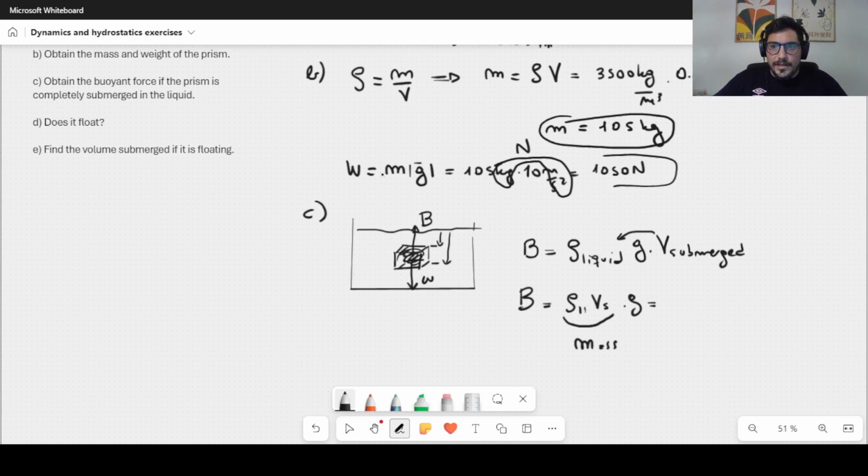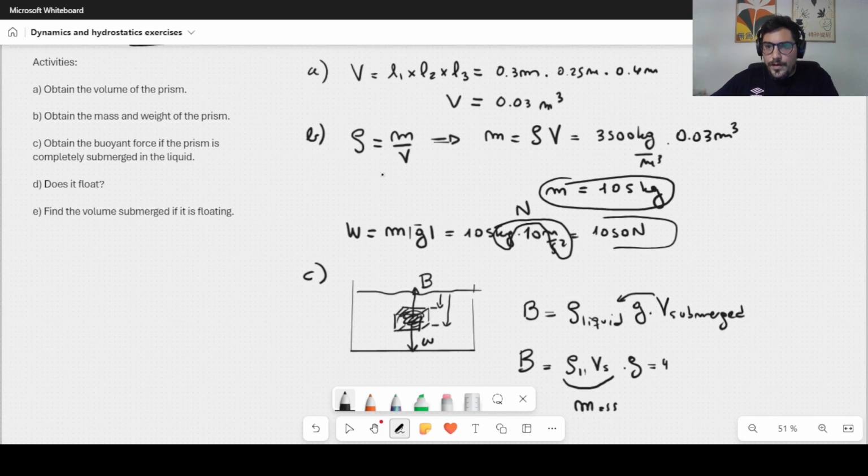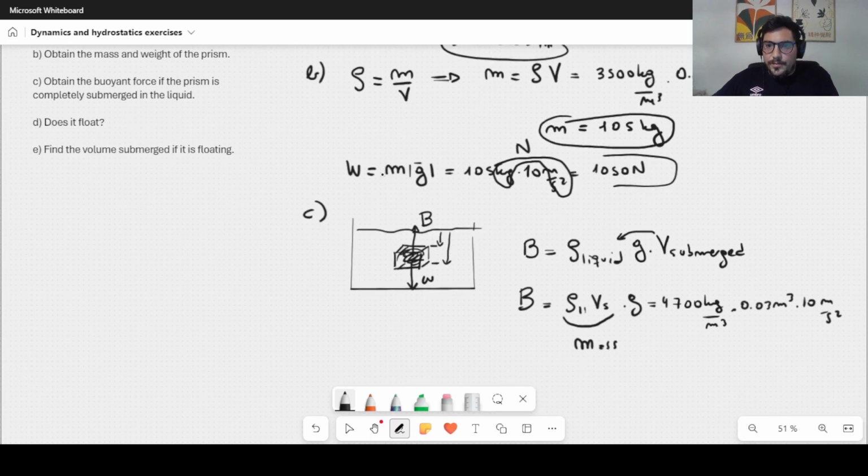What is the buoyant force? The density of the liquid, volume submerged, gravity. And we receive the density of the liquid, it was in the list of information, the data at the beginning of the exercise, 4,700 kilograms per cubic meter, times the volume submerged, that's the volume of the object, 0.03 cubic meters, times gravity, the acceleration due to gravity.